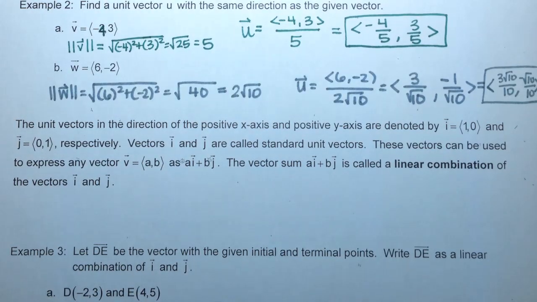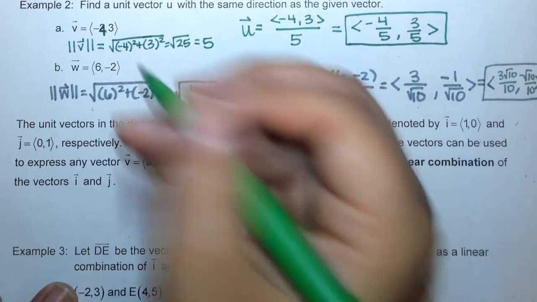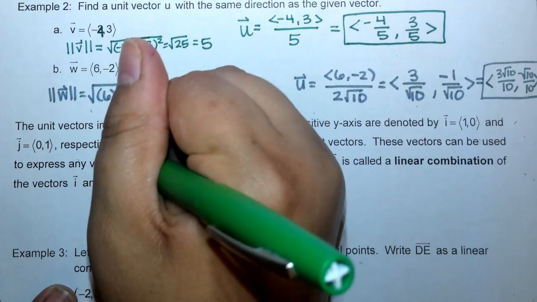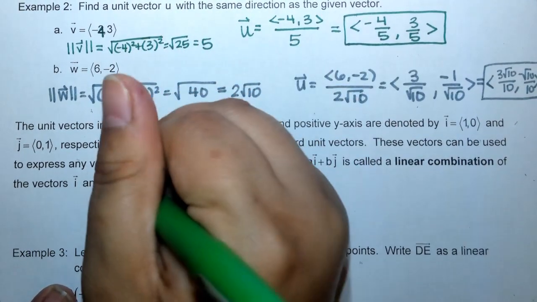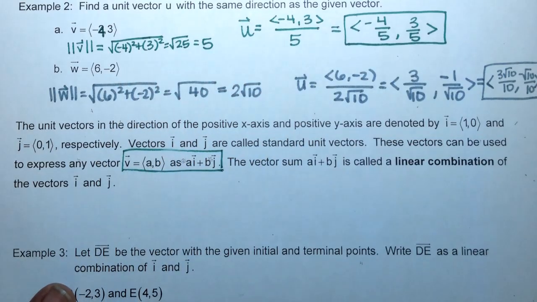All right, the unit vectors in the direction of the positive x-axis and positive y-axis are denoted as vector i, which is 1, 0, and vector j, which is 0, 1, respectively. Vector i and j are called standard unit vectors, and these vectors can be used to express vector v in component form as a vector i plus b vector j. We talked about this yesterday at the end of class. Do y'all remember me telling y'all that?